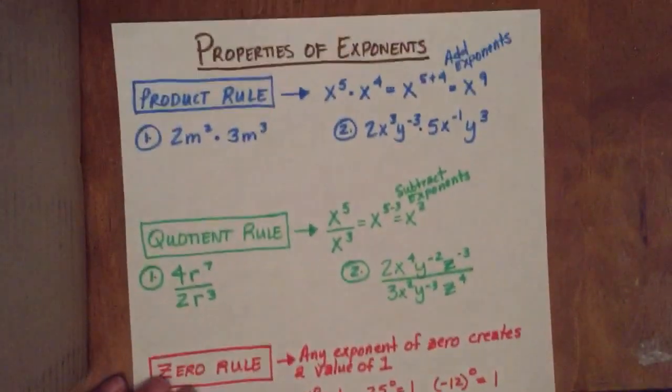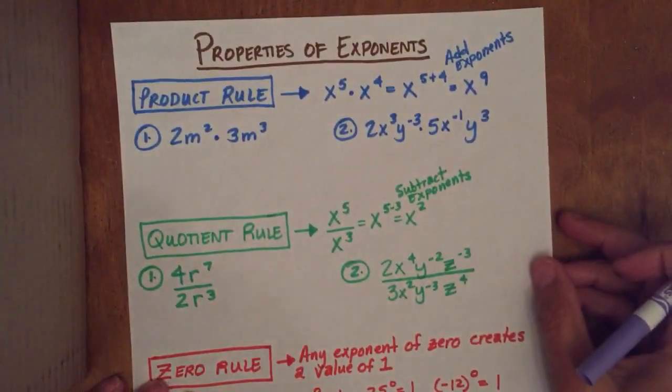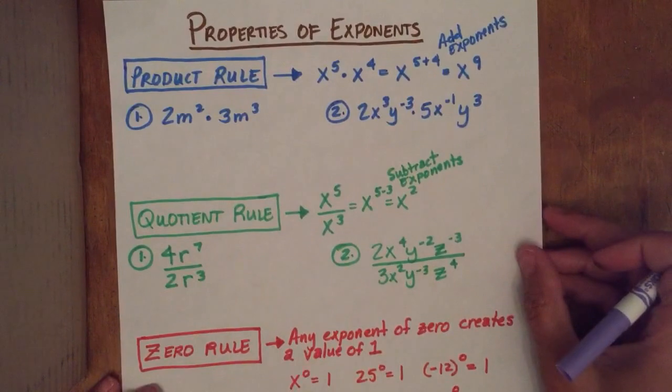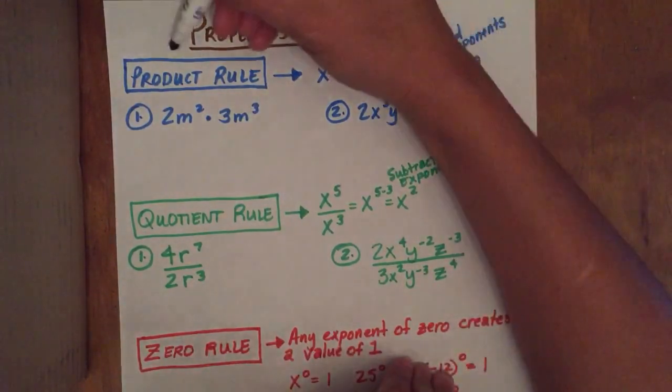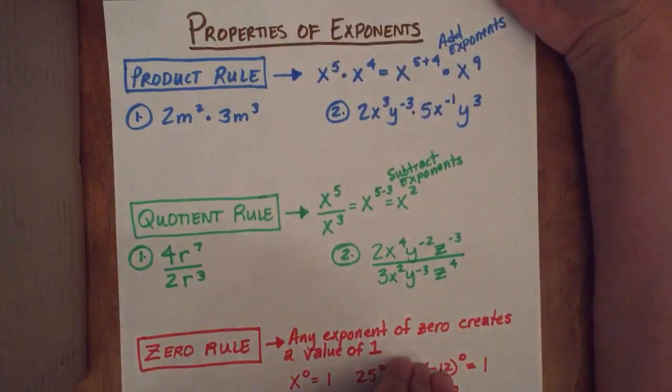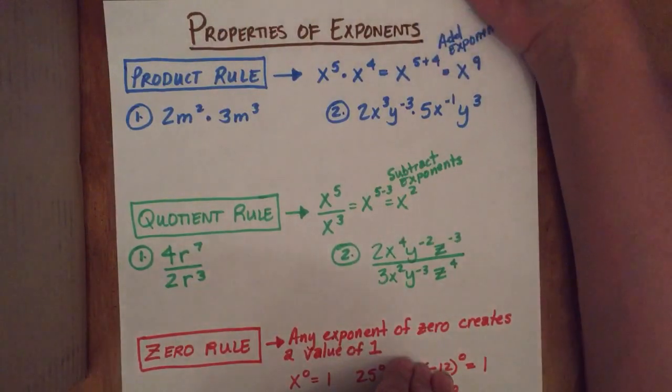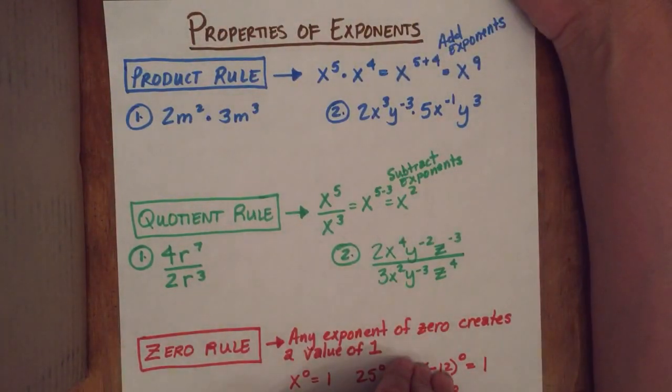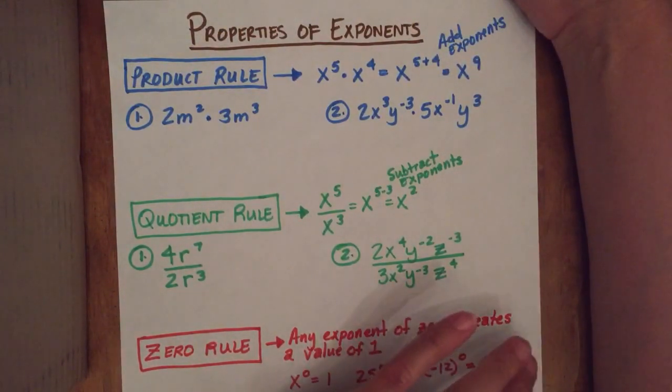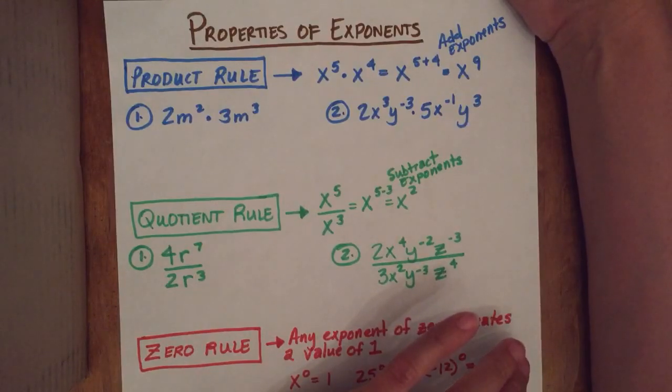More properties or laws of exponents that we need to look at. So let's look at the product rule. You know from regular math that product means multiplication. Product is the answer to a multiplication problem.